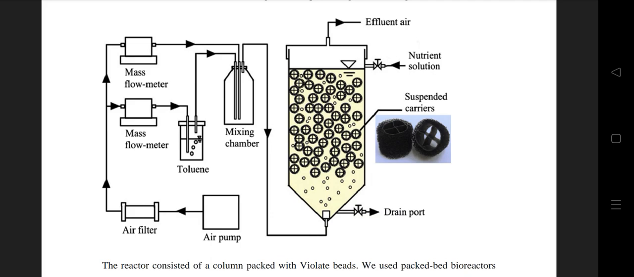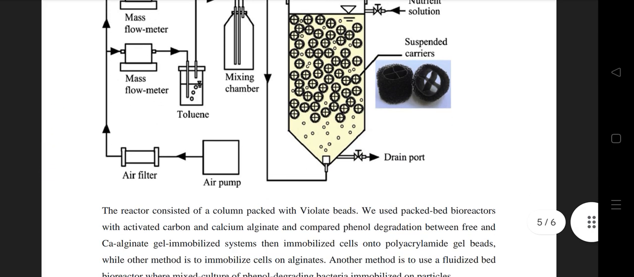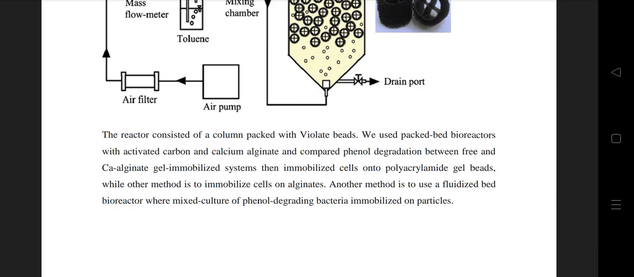Here an air pump and air filter are used, mass is transferred into the mixing chamber, and then it is fed into the suspended bacteria. After that, the nutrient solution is injected, and there is a drain port. The reactor consisted of a column packed with beads. We use the bed bioreactors with activated carbon and calcium and compared phenol degradation between free and calcium gel immobilized systems. Then cells are immobilized onto polyacrylamide gel beads.